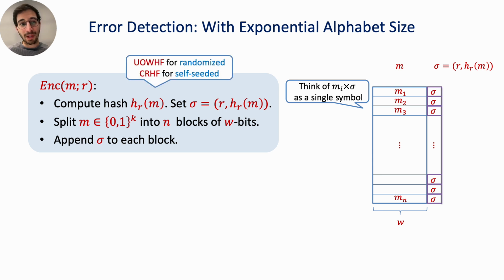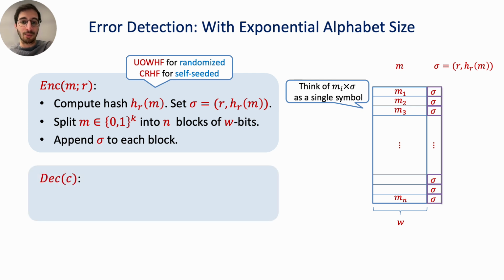Whenever we want to get randomized codes, we're going to use universal one-way hash functions, which are known to be quite easily implied by one-way functions. And to get the self-seeded codes, instead of universal one-way hash functions, we're going to use collision resistant hash functions. So we get the notion of randomized and self-seeded codes depending on the hash we choose here. But that's it. This is the construction.